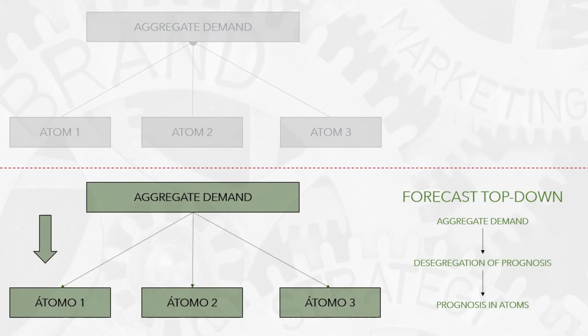Top down. The projection is made at the level of aggregate demand, and then it is disaggregated at the level of atoms, for which it is required to have disaggregation rules, which are generally not self-evident, and therefore they are rules of thumb. If possible, HY prefers the bottom-up method.